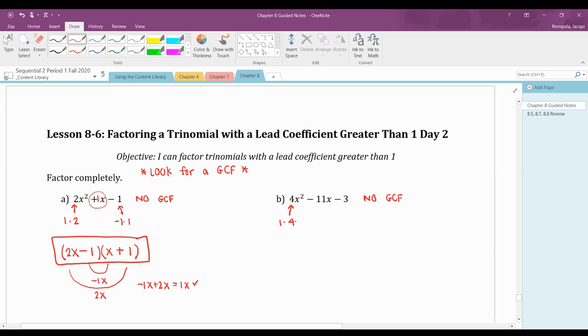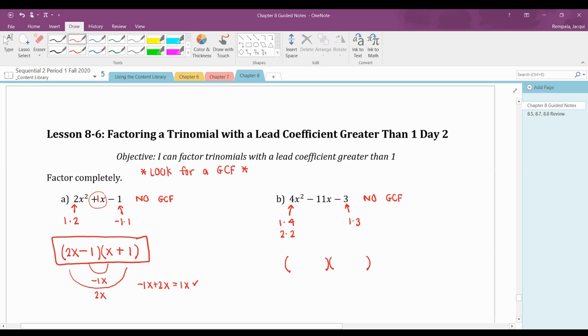multiply 1 times 4 to get 4 or 2 times 2. So this time we are going to have a little bit more guessing on our hands. If I look at the last number, it's 1 times 3. Like I said, it's a prime number, so there's less guessing to go there. There's only one way to multiply.